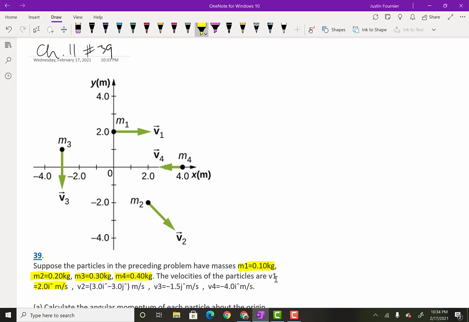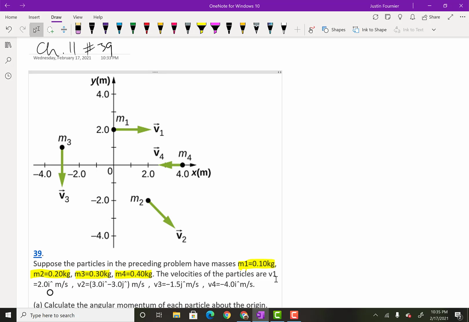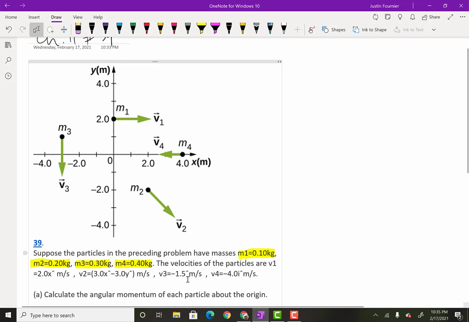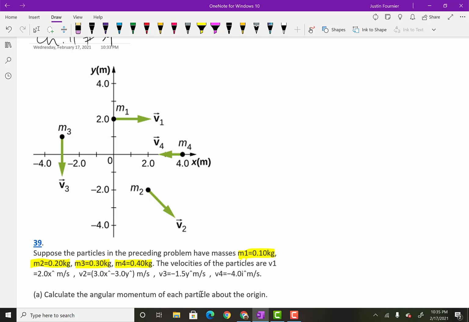V1 is 2 x hat. I'm going to go with my convention because it just makes more sense to me, which is x hat. And then V2 is 3 x hat and then negative 3 y hat. I just like the x and y instead of i and j. J would be y hat, so 1.5 y hat for V3, which makes sense, it's pointing directly down. This one makes sense because it's pointing off and to the right. And then V4 is negative 4 x hat, in meters per second, and so those are all the velocities there.